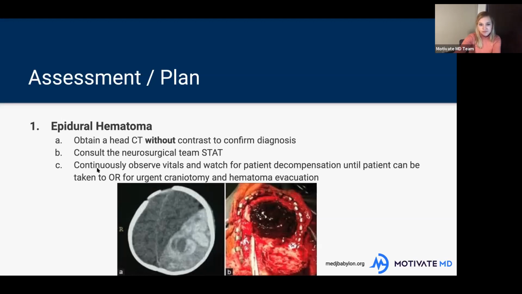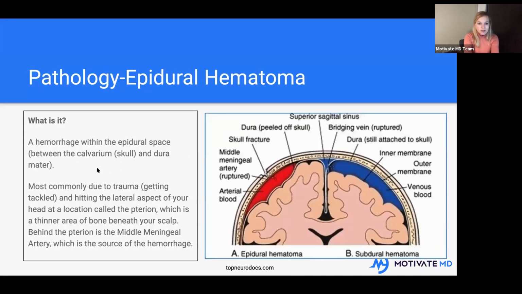Good job. All right, let's talk about some path. You will learn so much about this in your first year, but mostly in your second year. You'll learn about all the different pathologies of the body, all the different organ systems. So for us today, we're talking about the brain and specifically hemorrhages.